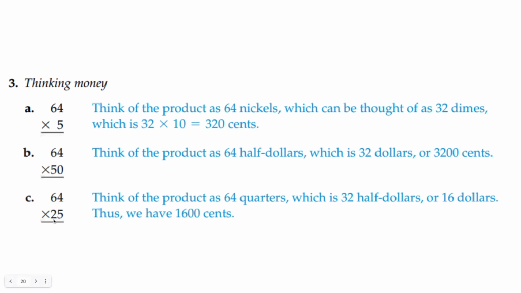And 64 times 25, you can think about that as a quarter. So you have 64 quarters. 64 quarters, which is $32.50. $32.50 is the same as what? Half of that is 16, so it's $16, right? So $16 is 1,600 cents. So thinking with money is a really easy way.